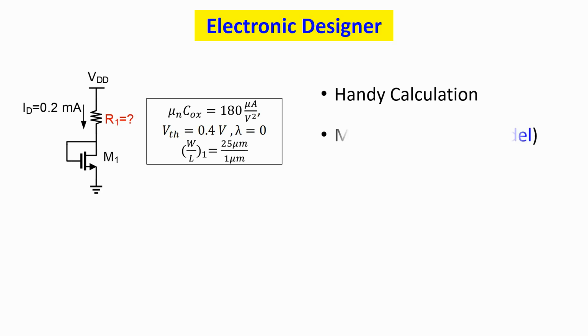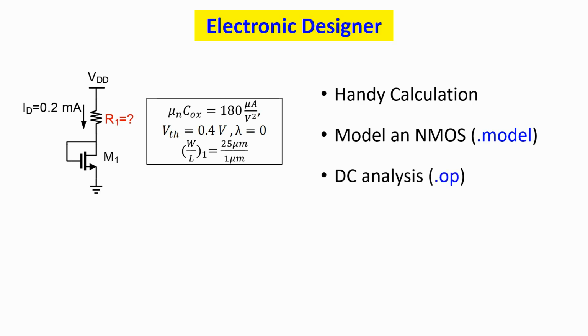Then I'm going to switch to LTspice, use an NMOS model, and show how we can define a new model for these assumptions, and then use the .op for DC analysis to see the result for I drain with that R1 value that we previously calculated in the handy calculations.